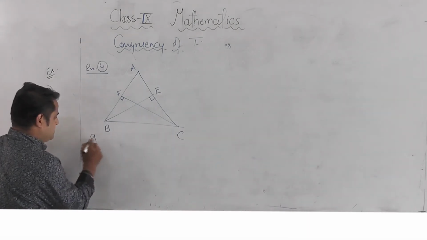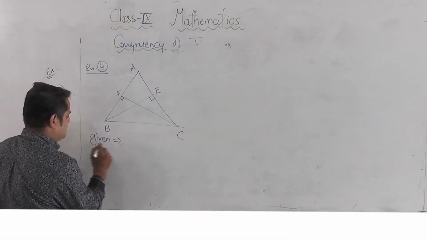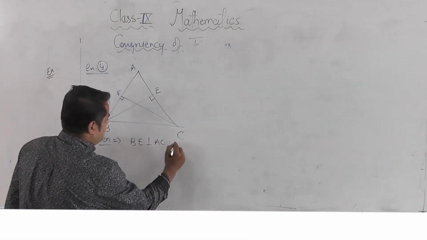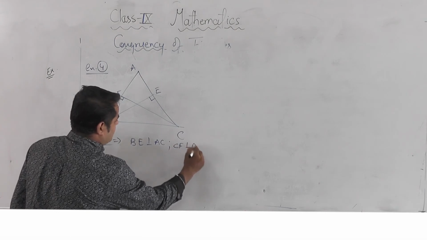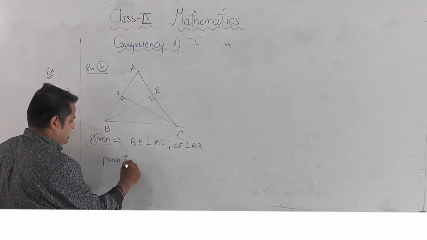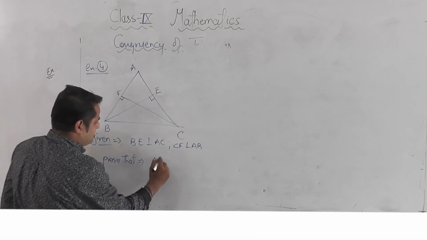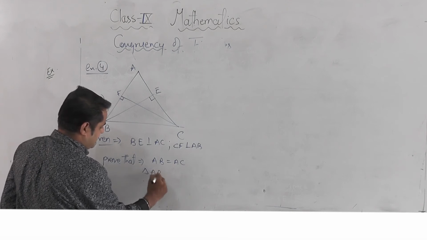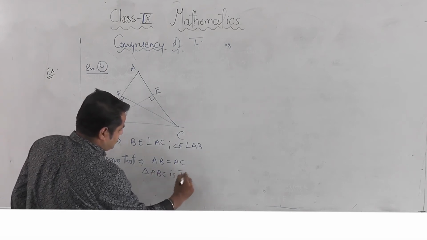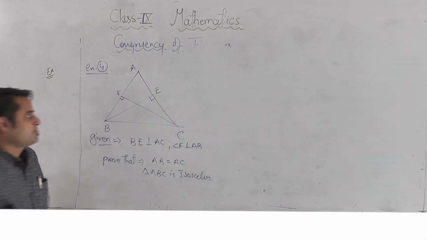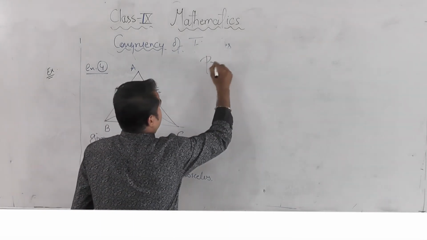So what is given to us? It's very easy: BE is perpendicular to AC and CF is perpendicular to AB. What we need to prove is that AB and AC are equal sides, so that we can say that triangle ABC is an isosceles triangle. That we need to prove. So let's see, students, in the proof what we are doing here.